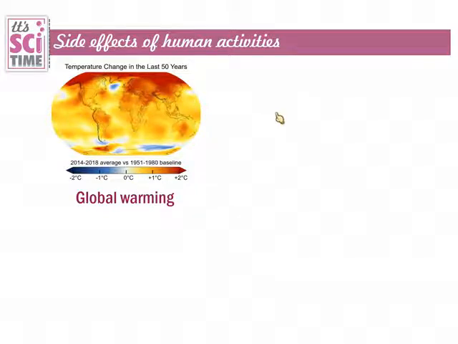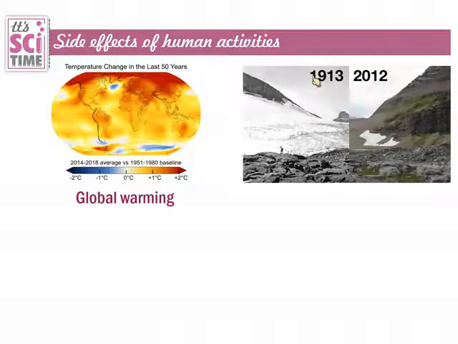What bad effects occur due to global warming? Look at this picture. One picture was taken in 1913, the other in 2012. What's the difference here? There was a big glacier on this mountain. Now it has been limited to this small zone. The glacier has become very tiny. What happens to this glacier? When global warming takes place, it starts melting, and the molten glacier water gets added to the ocean. That means when glaciers melt, the sea level increases.